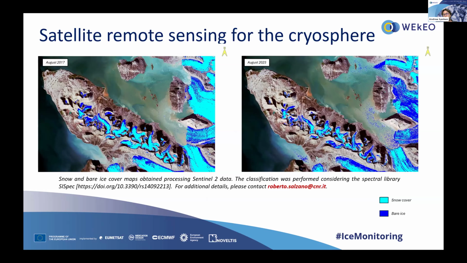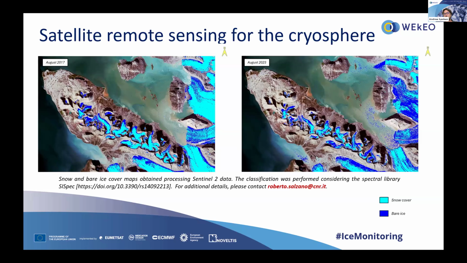However, in support of our field observation, we also use satellite remote sensing for the cryosphere. And this is very important for the work that I'm doing, because it gives an idea about the snow line altitude, or how much ice has been exposed during the summer. Just to give an idea, on the left panel, we have a satellite picture from 2017, where the light blue color is the snow cover, while the blue is the bare ice. While in August 2023, we have much less snow cover, indicated by the light blue, and much more bare ice exposed.